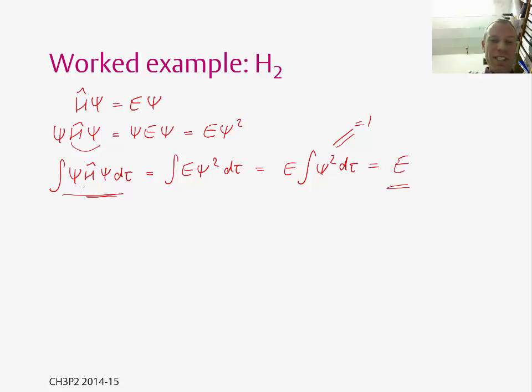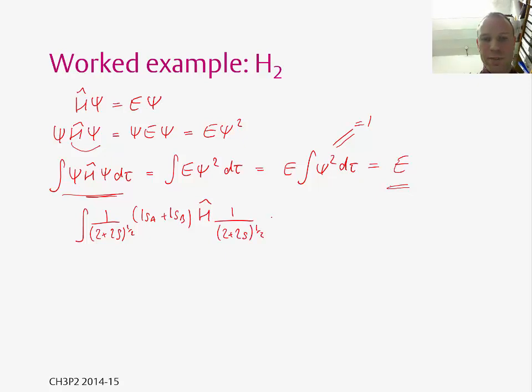Now we need to work out this term here. So let's put it in. Let's get quite a big equation now. We've put in our term from before. So we get 1 over root 2 plus 2s, 1sa plus 1sb, then the Hamiltonian operator, then 1 over root 2 plus 2s, 1sa plus 1sb d tau equals E.